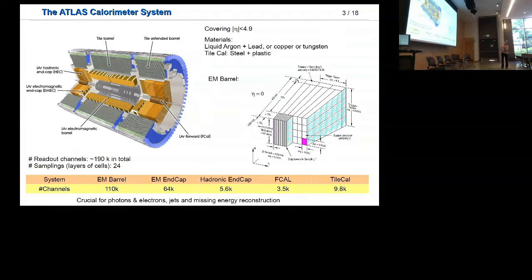We have more than 190,000 channels, cells, which are organized in layers. These cells have different sizes and different granularity. This is a snapshot of the EM barrel, where in layer 1 we have very, very finely binned in eta cells, very small. Then layer 2 looks completely different. Layer 3, again, is completely different. This piece of technology is really crucial for lots of our physics analyses.